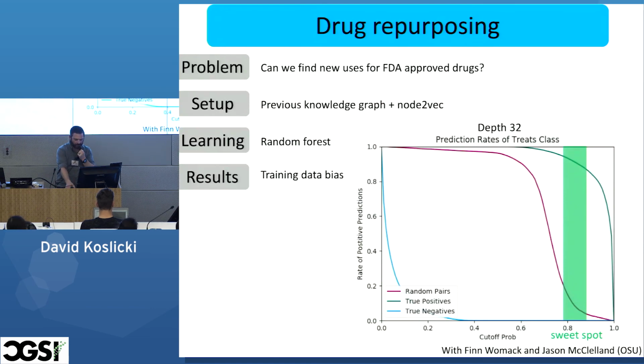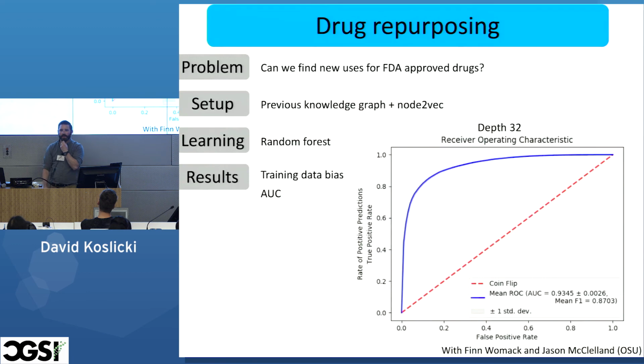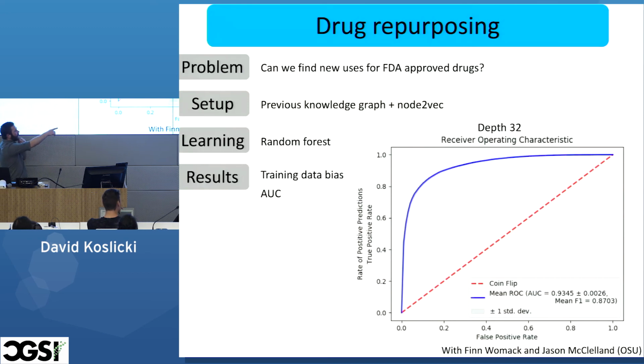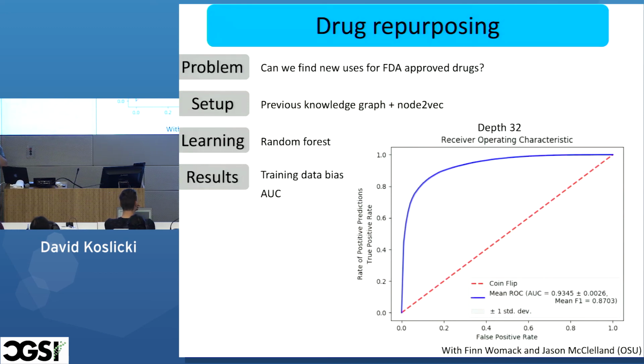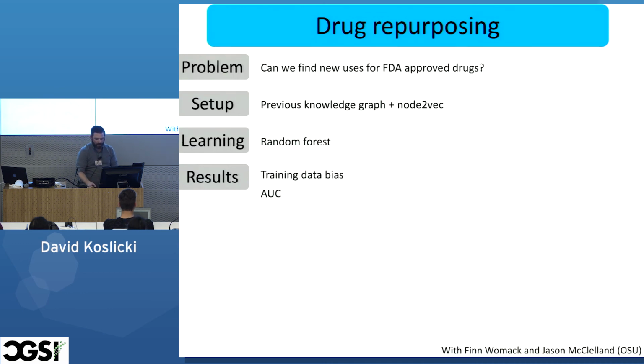Fantastic. Good. Then, using this particular depth of a tree, depth 32, we can look at the area under the curve and a couple of other performance metrics. Here we can see that we get an AUC of about 0.93, and you can look at the F1 score there, which basically says that, yeah, we are actually learning something about the drugs and the diseases being treated here.